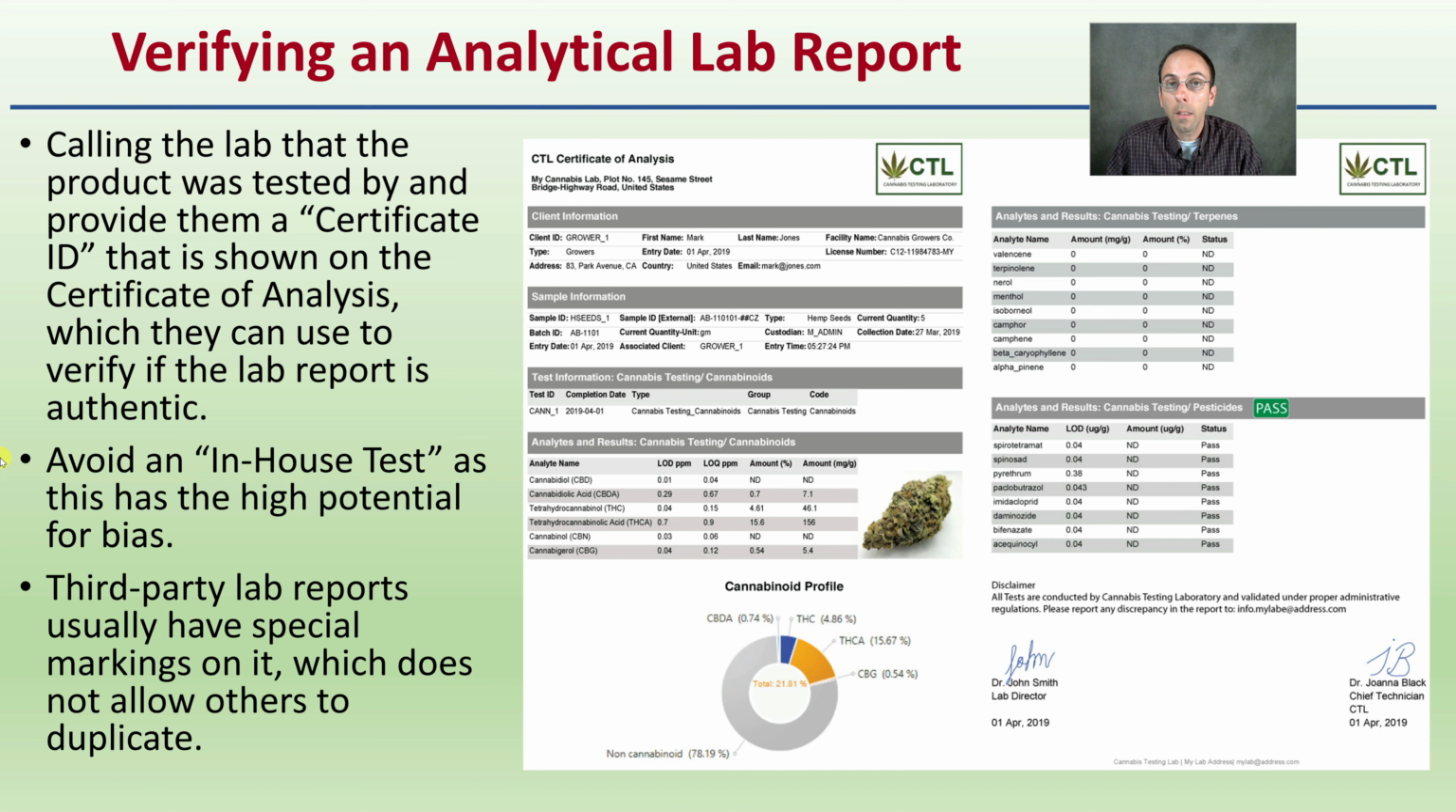Avoid anything that's listed as what's called an in-house test, as this has a high potential for bias. If they're testing their own product, companies are more likely to skew the numbers in their favor. Third-party lab reports usually have special markings on them, which do not allow others to duplicate them, and often will have signatures also associated with them.